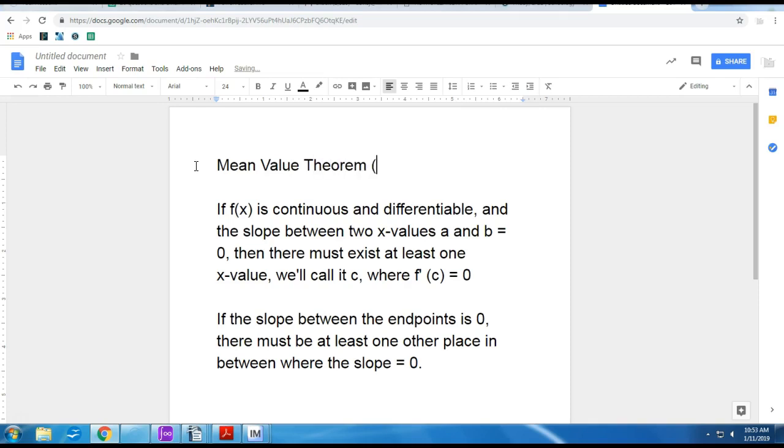Mean value theorem, and it is for derivatives because there is also the mean value theorem for integrals, which is average value. Mean, average, that's what we did a couple days ago. So the mean value theorem for derivatives, if I generalize this more, if f of x is continuous and differentiable, that still has to be true.